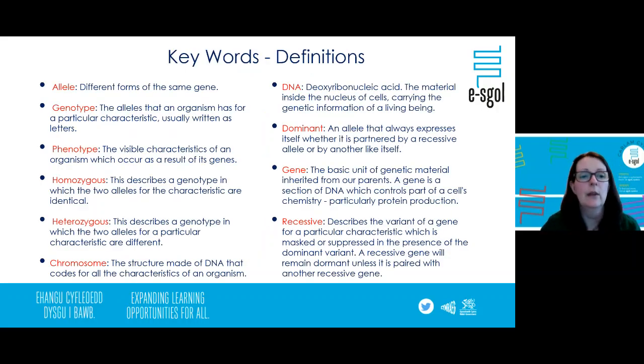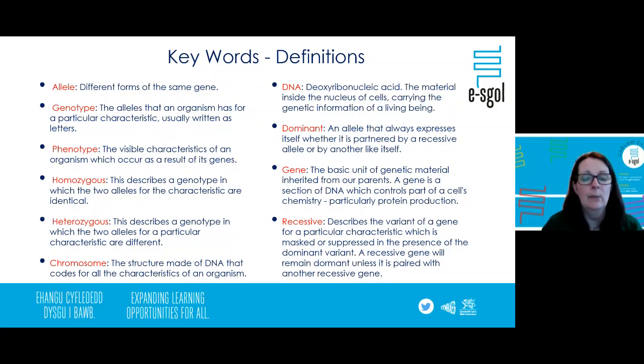So what you need to think about is a way that you can learn these key definitions, because they are going to be used again and again, whether you need to give the definition, give the meaning of some of these words, or whether you need to be able to interpret what they mean when they are in a question. So an allele is different versions of the same gene. And if we look at gene, that is the basic unit of genetic material that we inherit from our parents. So it's a section of DNA. And the gene is very important in terms of making new proteins and also determining our appearance. So gene and allele are very important.